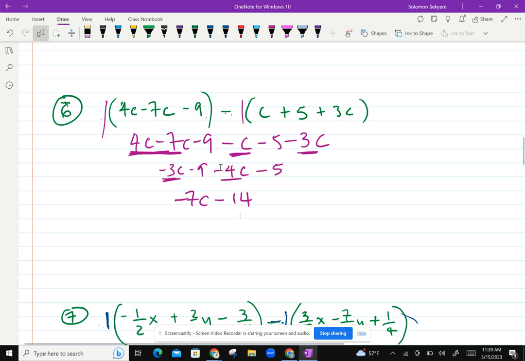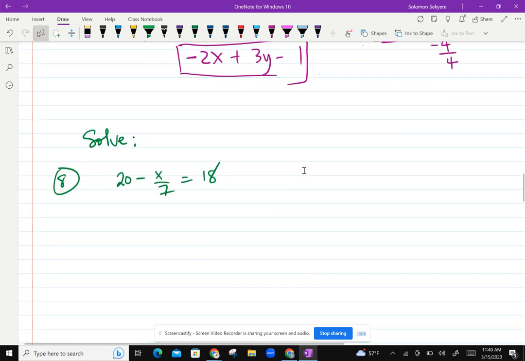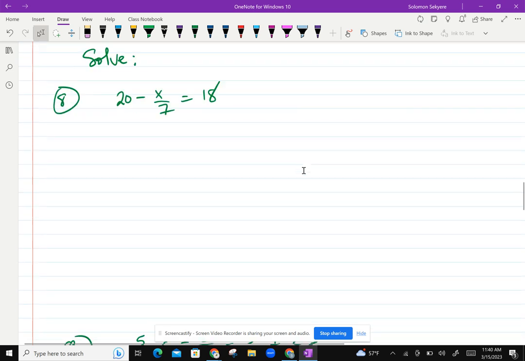All right? Negative 7c minus 14. That's your answer. All right. Can you solve these equations here? What is the first step you should do?